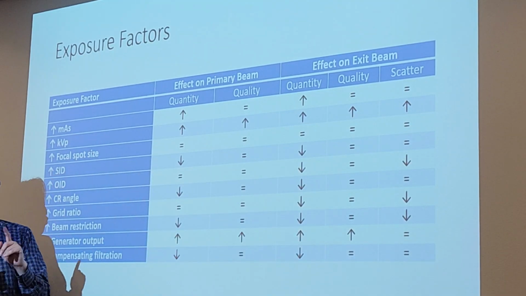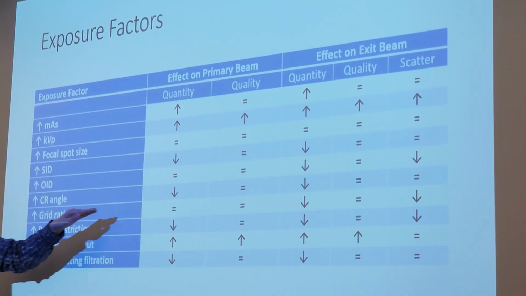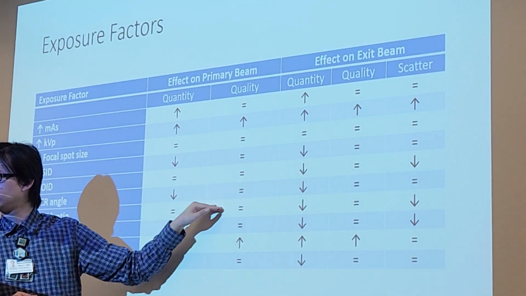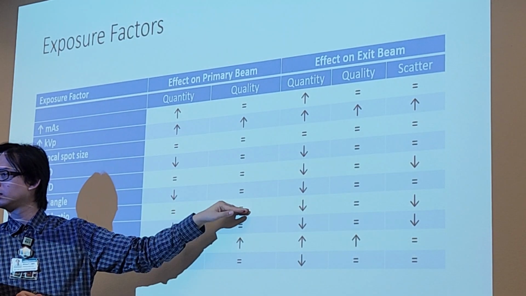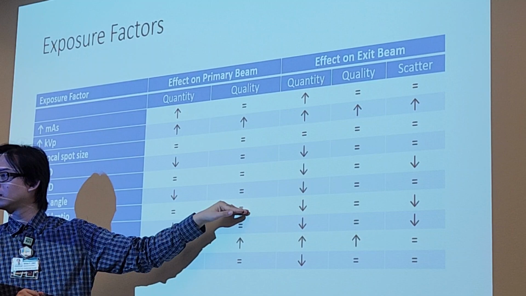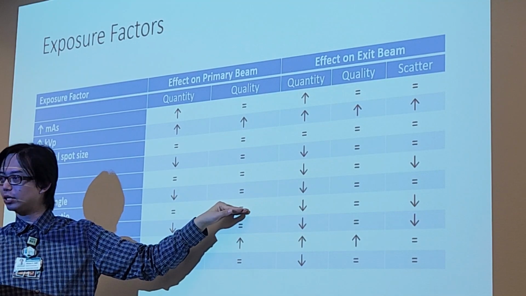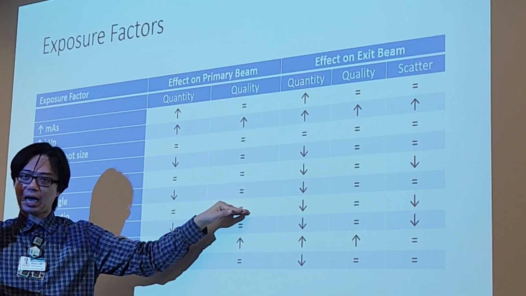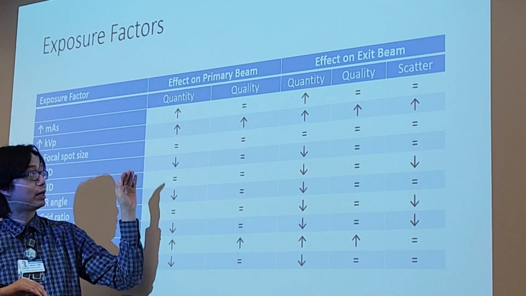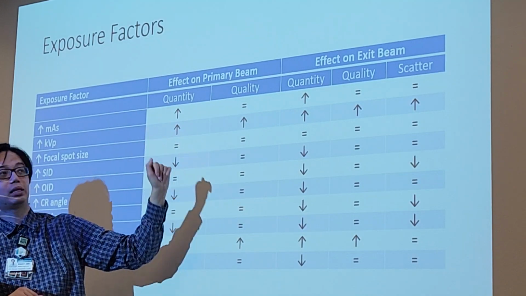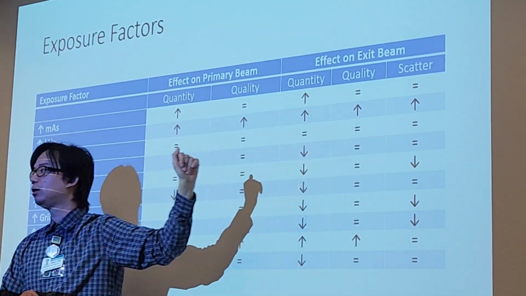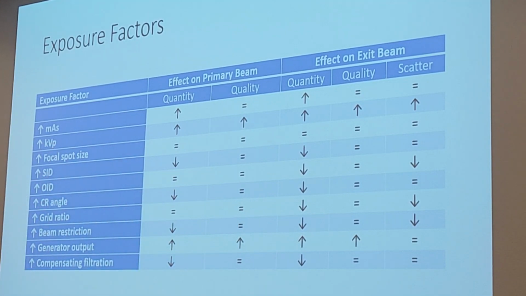But something like grid has no effect on the primary beam. Why not? That's right, the grid's on the IR. The grid comes after the patient. Right? The grid cannot affect the primary beam. It can only affect the exit beam because it's between the patient and the IR.